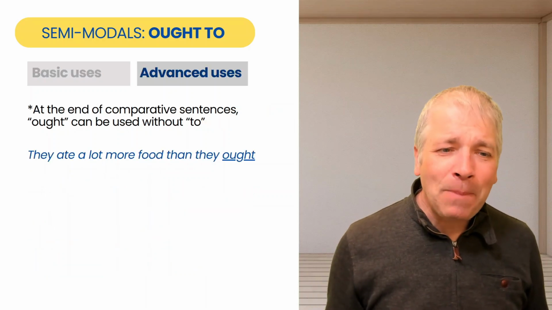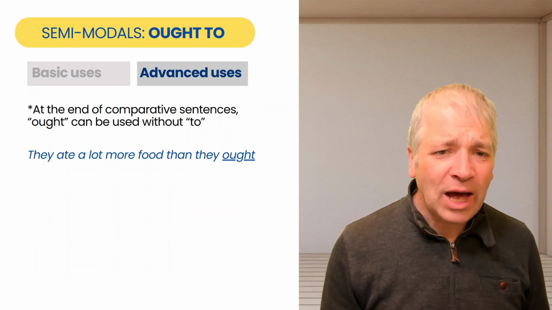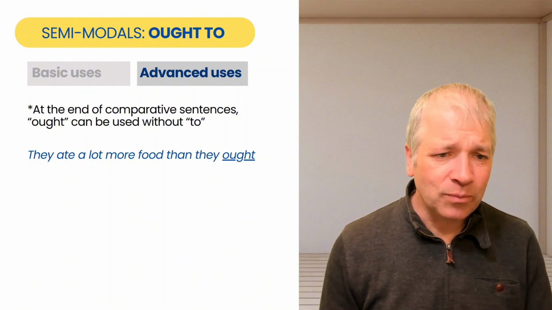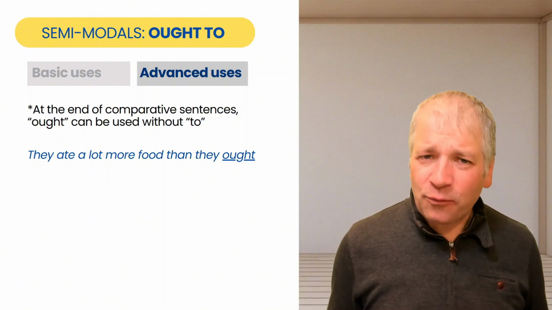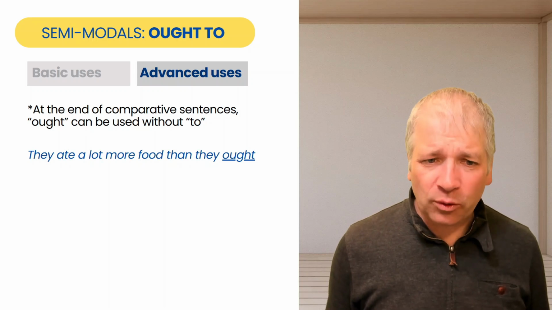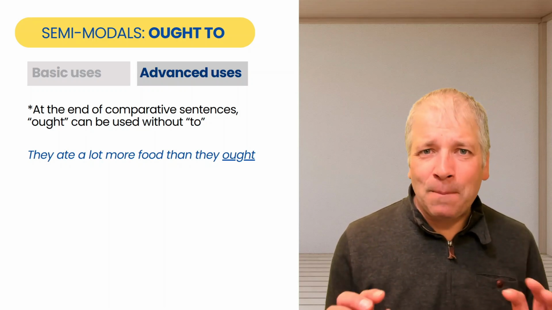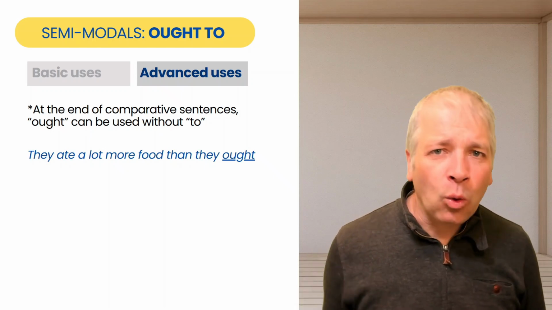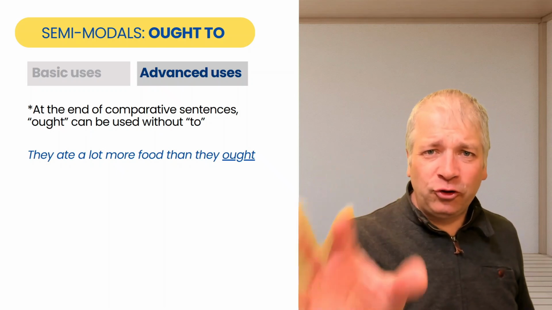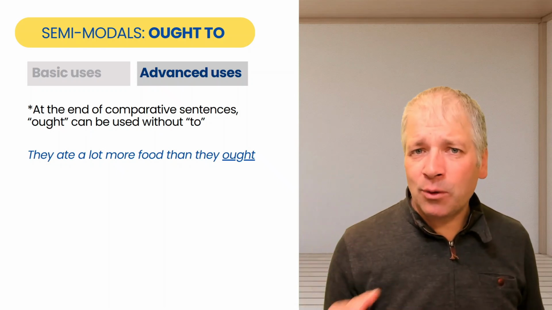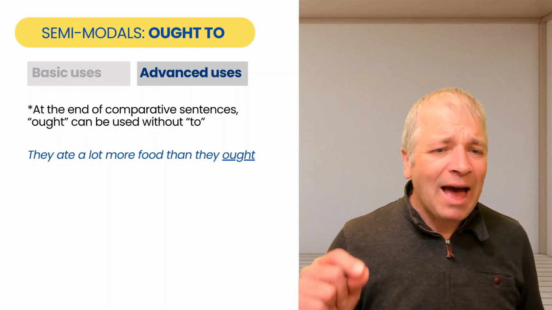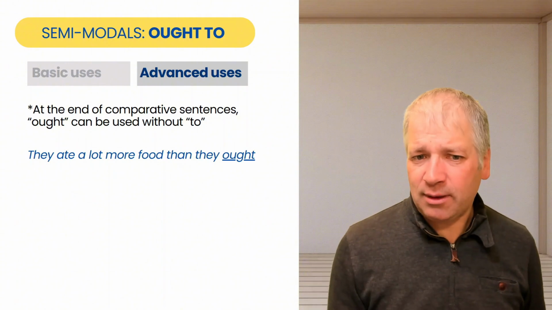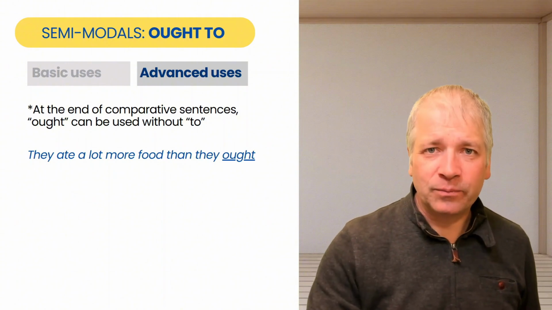At the end of comparative sentences, "ought" can be used without "to." "They ate a lot more food than they ought." So "more food than" is the comparative, and then we just simply finish it with "than they ought." So here imagine you have "should" in the same position. We replace it with "ought," but we can drop "to" in this case. We don't have to use it.